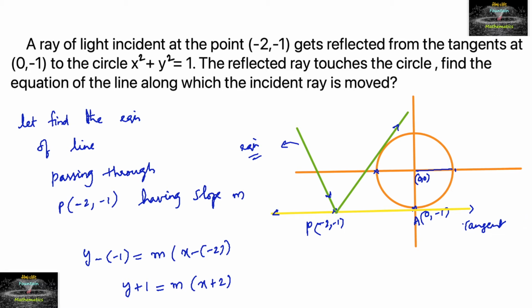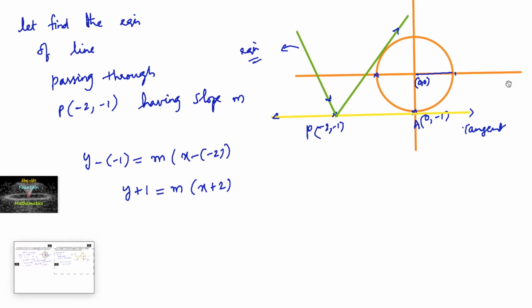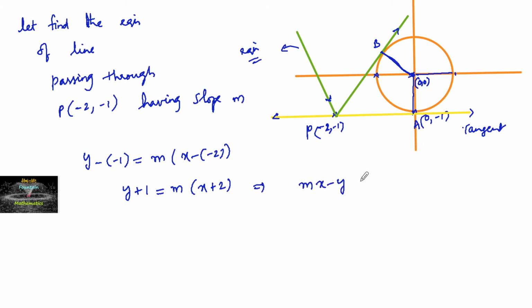It's a tangent equation, and this tangent equation can be either this line PA or PB. We can consider PA is also a tangent and PB is also a tangent. Both are passing through the point P, -2, -1, and having the slope m. Let's find the slope of these two lines. Since the perpendicular distance from the center of a circle to the tangent, either here or here, will be equal to the radius of the circle. So this equation can also be written mx minus y plus 2m minus 1 equals 0.